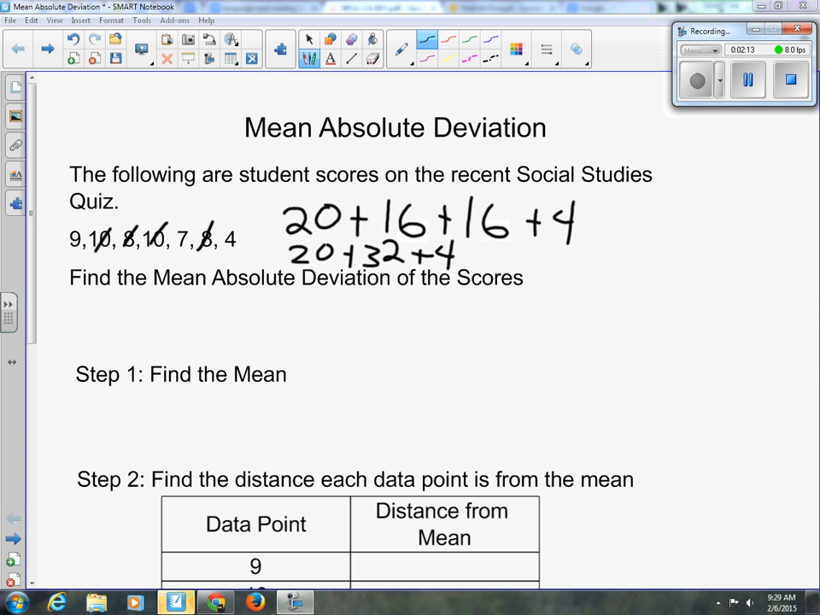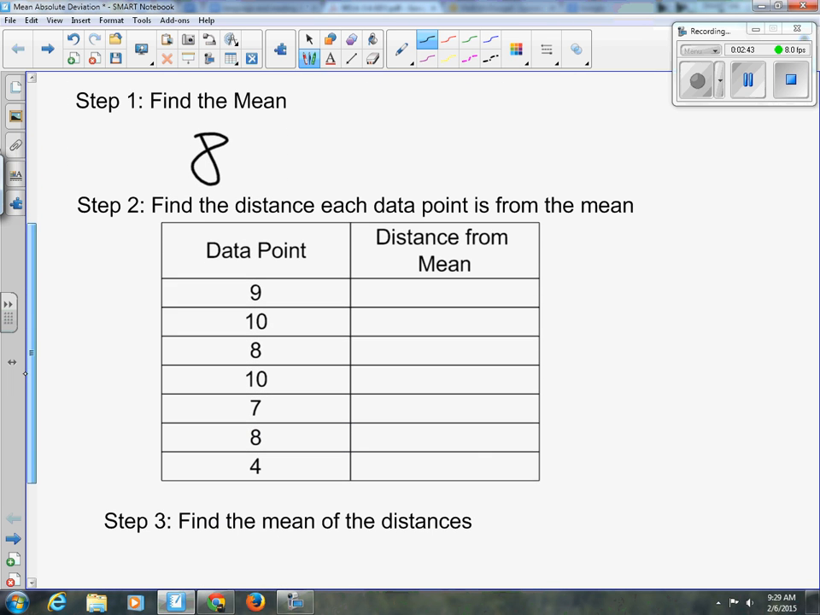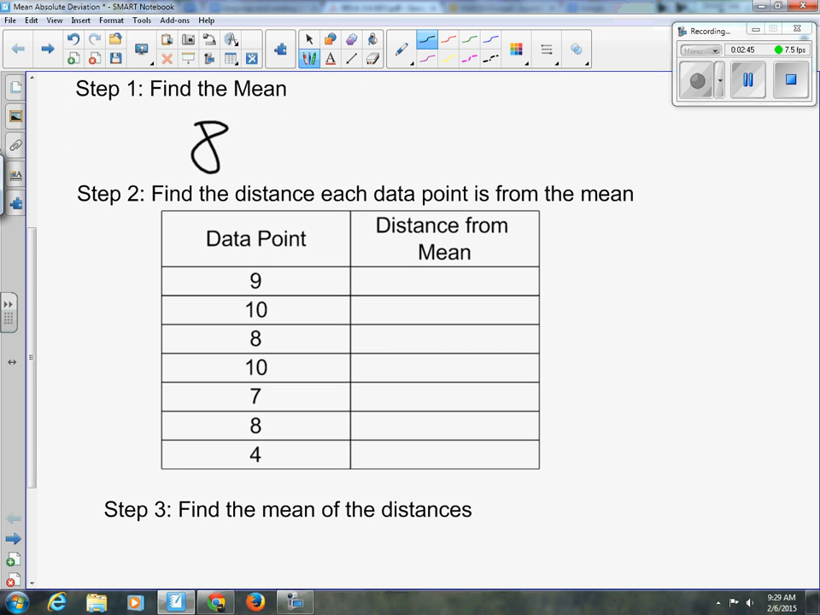I'm just trying to demonstrate what I would be doing in my head. 20 and 32 is 52. Plus 4 is 56. Okay? So we got the sum. We added all those up. In order to find the mean, now what do we have to do? Divide by 7. 56 divided by 7 is 8. Find the mean. The mean is 8. So we found the mean. That's step number 1. Find the mean.